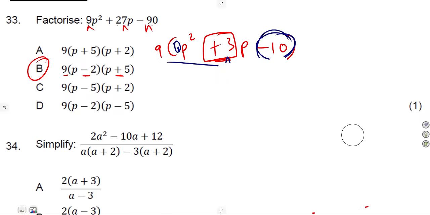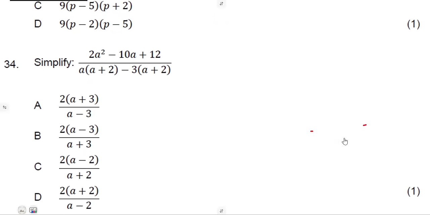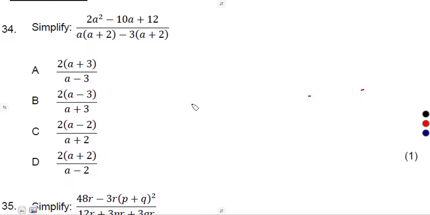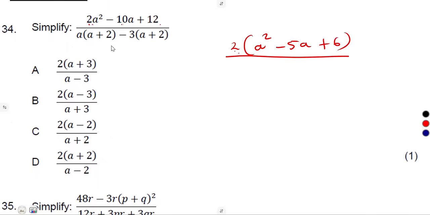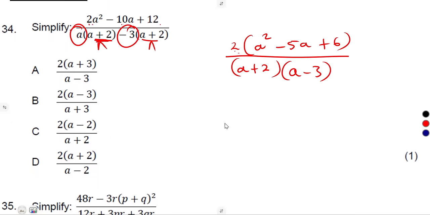All right, same concept on question 34. If you can see the numerator there, 2 is common. Factor that 2, guys. So if I factor out 2, what am I going to have? 2 and 2 cancel, so that's going to be a squared minus 5a, and 12 divided by 2, that's positive 6. Okay, in the denominator there's already a bracket which is common, the a plus 2 bracket. So I can factor the a plus 2, and I remain with a minus 3. So that is it.